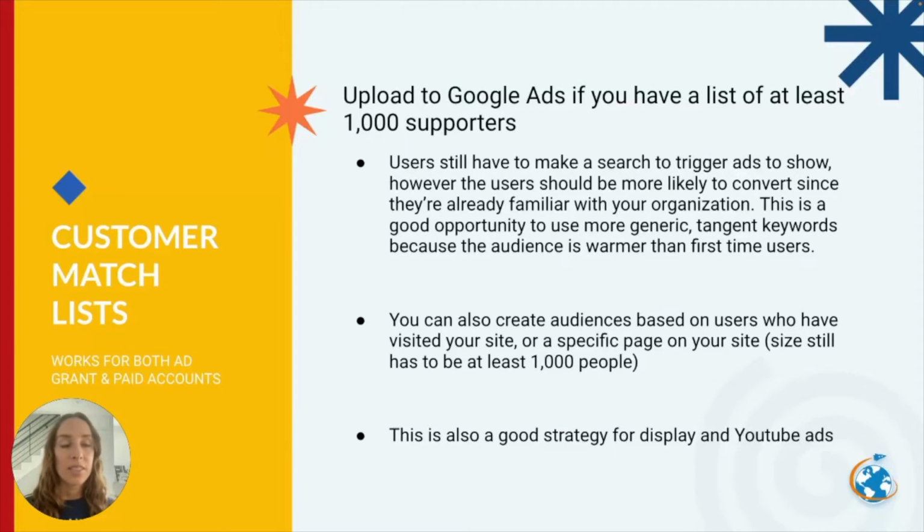So this works really well with display and YouTube because you can kind of push that message out to those supporters. It is a little bit different with search ads because users still have to make a search in order to trigger an ad. So they still have to type something into Google. But it works really well because they're probably more likely to convert. Kind of going back to the last slide, if you're going after more generic keywords like best nonprofits to donate to, it's better to target someone who's already familiar with your organization because they're probably more likely to click on your ad and make a donation from there.